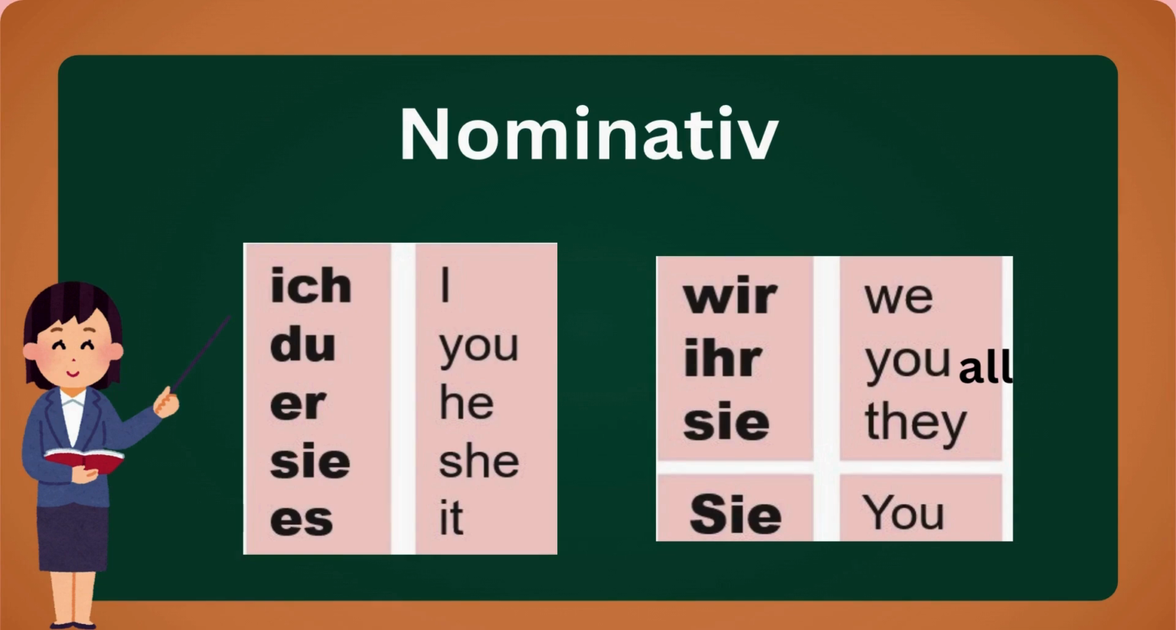Now, you would have noticed one thing, that we use the word sie 3 times in this table. Hence, the word sie has 3 different meanings. And what are those meanings? The first one is she. The second one is they. And the third one is you in the formal sense. And whenever the word sie means you, then it starts with a capital letter. This is also shown in the table.